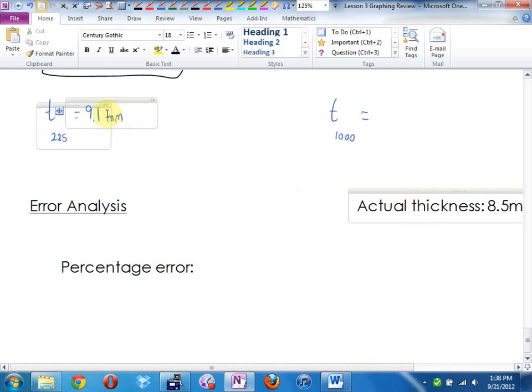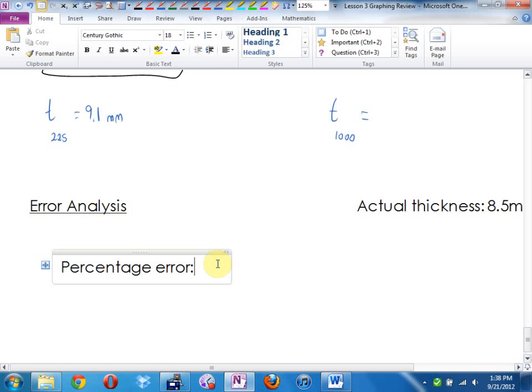What's my theoretical thickness? What did I get when I used my equation? 9.1. I'd like to see how accurate I am. I'd like to do a percentage error analysis. So you'll use your numbers, but for the actual thickness, you can use the 8.5 millimeters. The percentage error is calculated as follows. Jacob, see this number right here, the actual thickness? Read it out to me nice and loud. 8.5. See my theoretical value? Read it out to me nice and loud. 9.1.